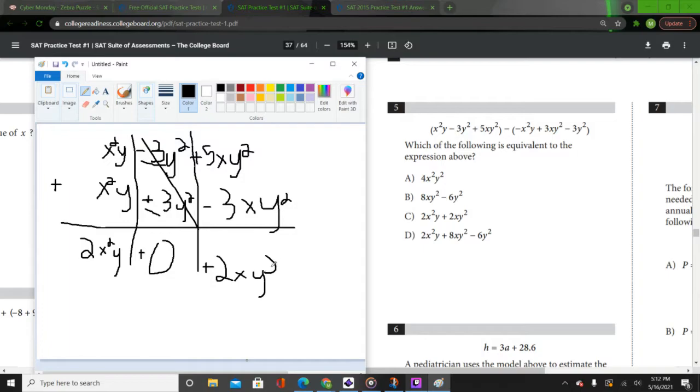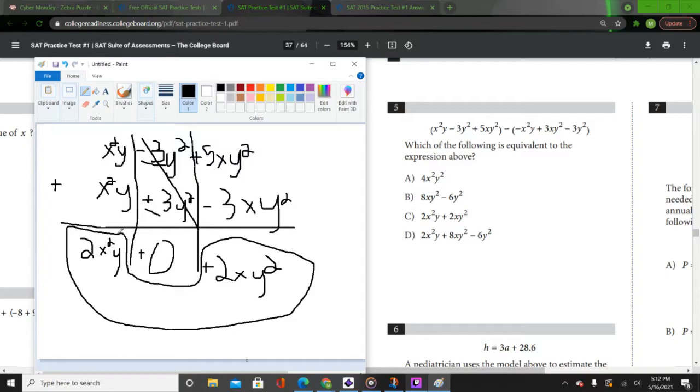And that leaves us with choice C, which should be the correct answer, and it is. And so, yeah, I guess I'll circle everything I can. I'll not include the 0 just because there's no reason to, but yeah, that's our answer. 2x squared y plus 2xy squared.